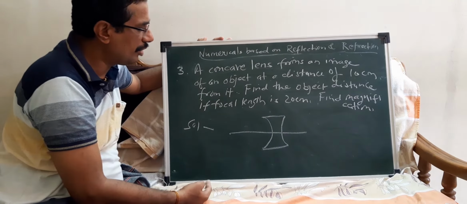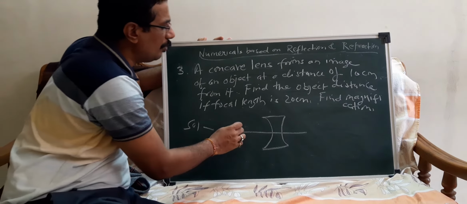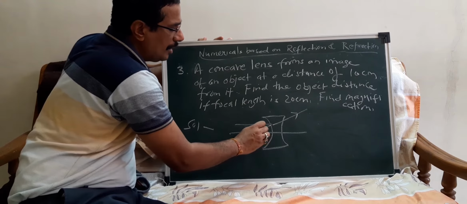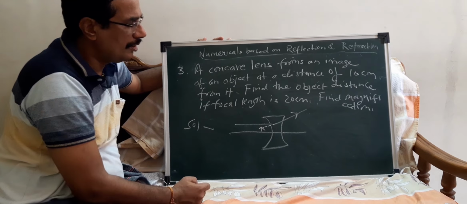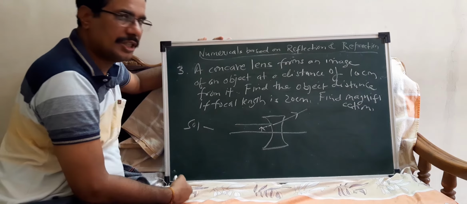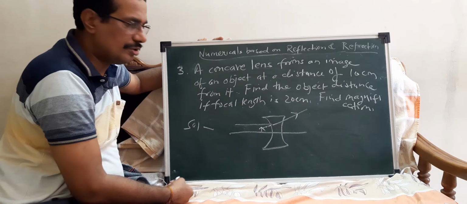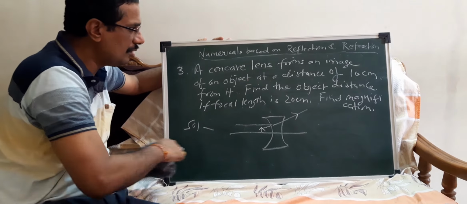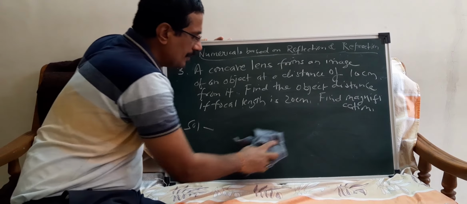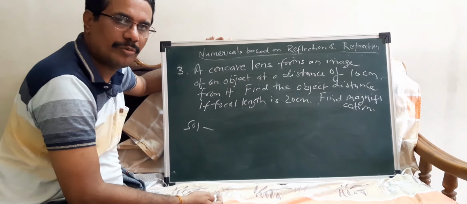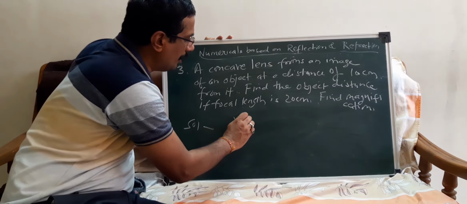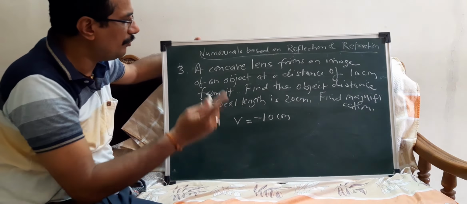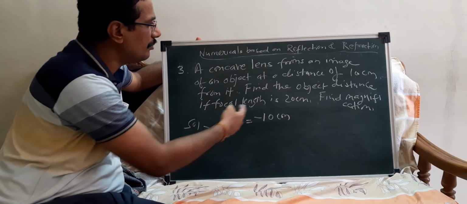In a concave lens, you always get a virtual image, and it is formed on the left side, on the same side where the object is kept. So the left side you get the image, that means v will be equal to -10. So you have to use sign convention here. Since in a concave lens the virtual image is formed on the left side, v is taken to be -10 centimeter.